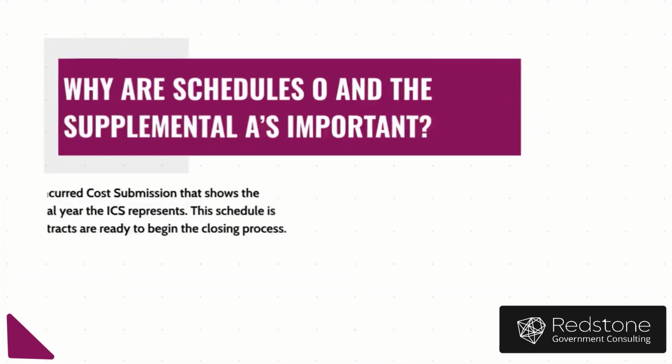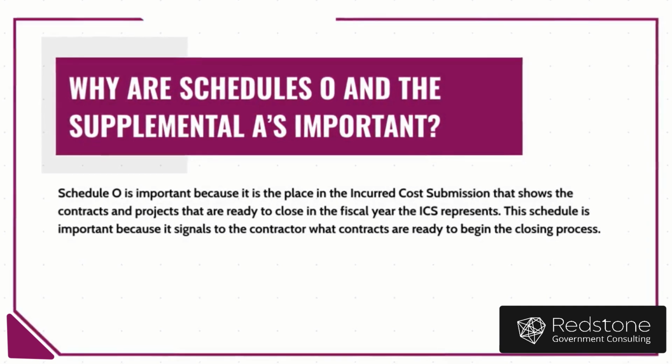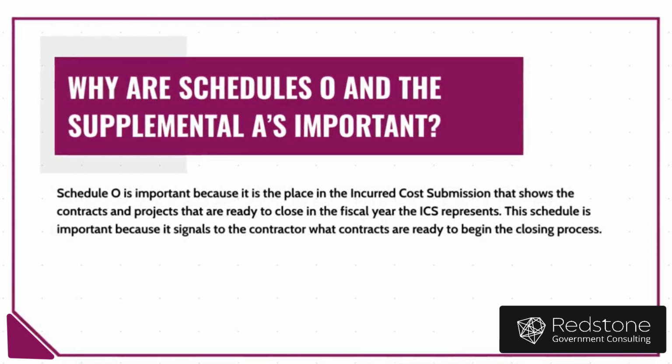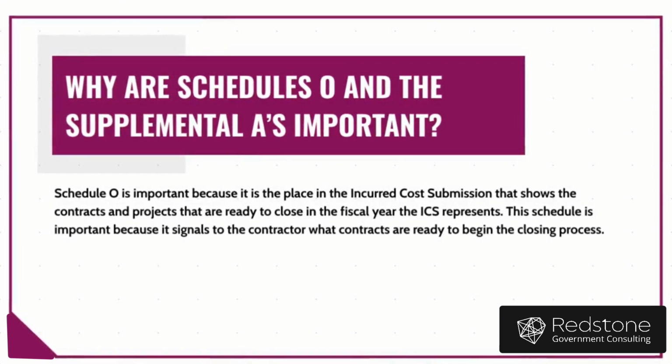Schedule O is important because it is the place in the incurred cost submission that shows the contracts and projects that are ready to close in the fiscal year the ICS represents. This schedule is important because it signals to the contractor what contracts are ready to begin the closing process.